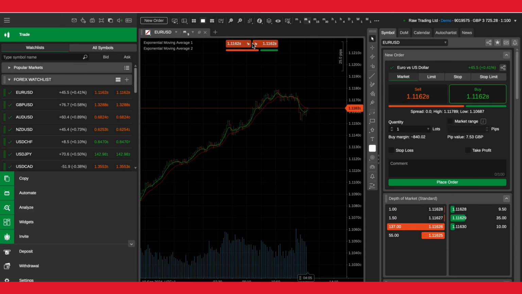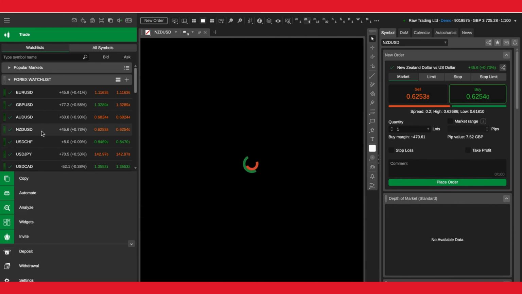Now, others are not so volatile. Let's go to New Zealand dollar.